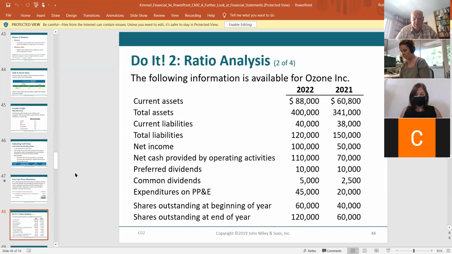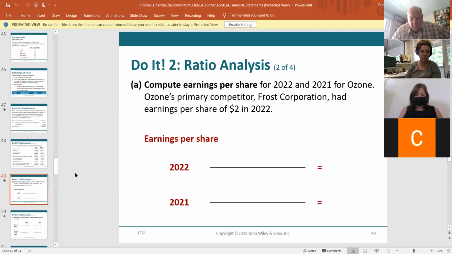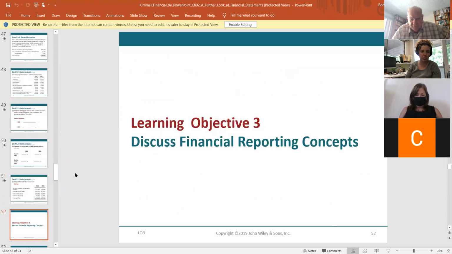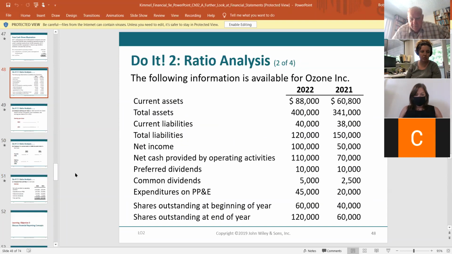Here are some more ratio analyses. They're giving us some numbers here. Whoa, look at all these numbers, huh? Well, they're giving us the balance sheet first, then they're giving us net income. Uh-oh, we're going to have to do some work. Are you ready?